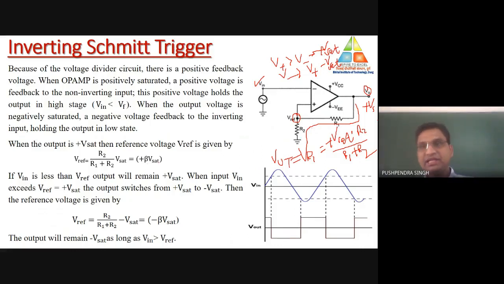Similarly, when the output voltage is at minus saturation, that reference voltage can be denoted as VLT. The value of VLT will be minus V sat multiplied by R2 divided by R1 plus R2. So these are the values of the upper threshold voltage and lower threshold voltage in the case of the Schmitt trigger circuit. I hope that much is clear to all of you. So this is all about the basic functionality, the basic operation of the circuit.